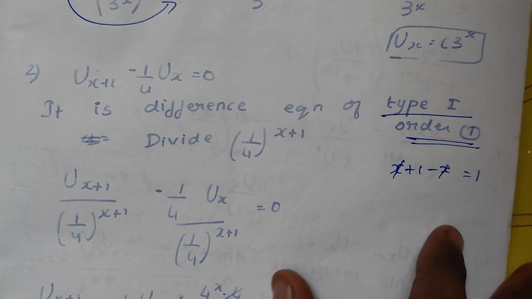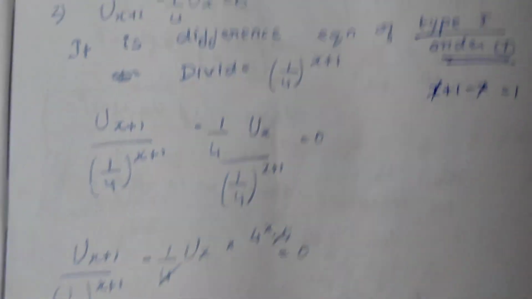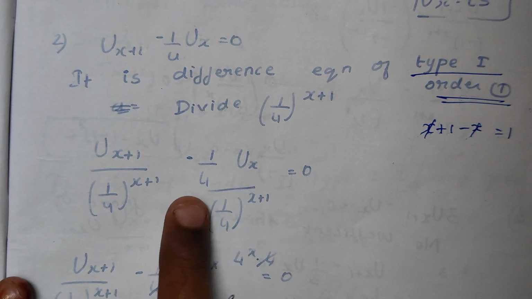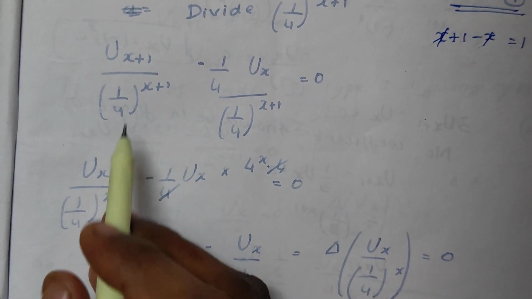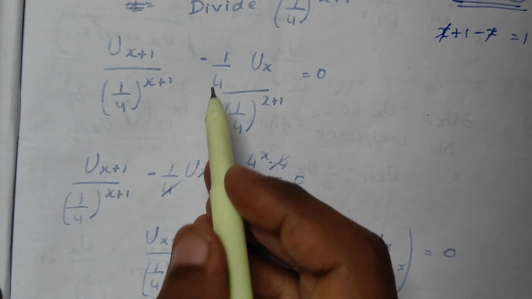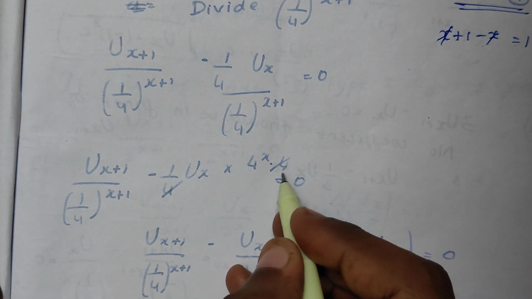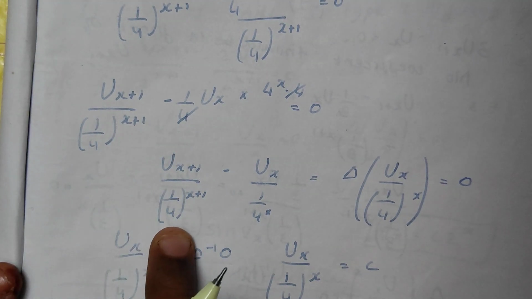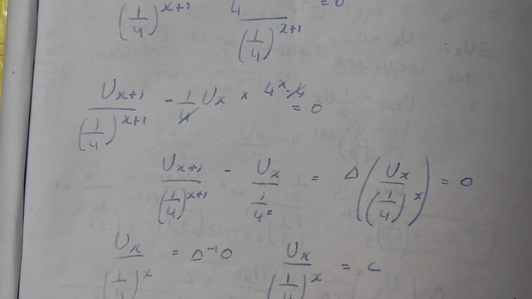In the last problem we divided by k power x plus 1, that is 3 power x plus 1. Here the constant is 1 by 4, so we divide by (1 by 4) power x plus 1. This equation will become u(x+1) divided by (1 by 4) power x plus 1, and minus 1 by 4 into u(x) will become a reciprocal, so 4 power x into 4 will come and the 4 will get cancelled. So I will get u(x+1) divided by (1 by 4) power x plus 1 minus u(x) divided by (1 by 4) power x equals 0.